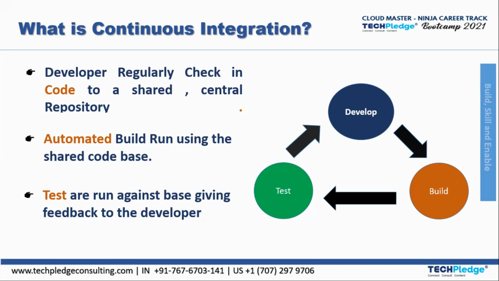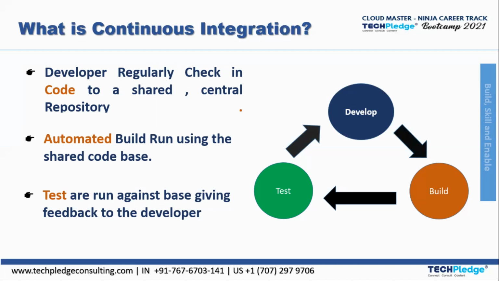The next is continuous integration, where it states: develop, build, and test. The developer regularly checks in the code to a shared or central repository. Then an automated build runs using the shared code base, and then there are tests that run against it, giving feedback to the developer. So this cycle comes into phase.